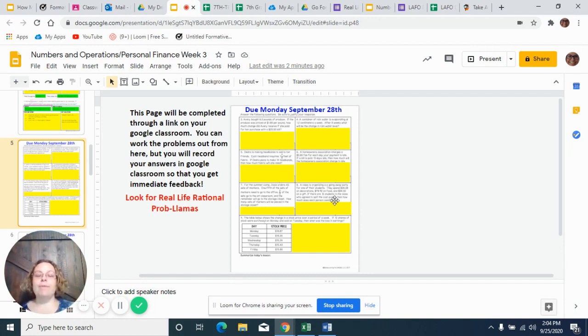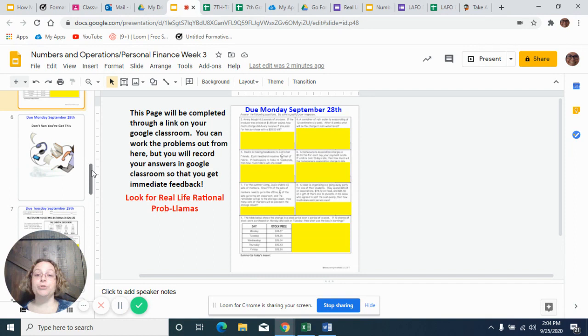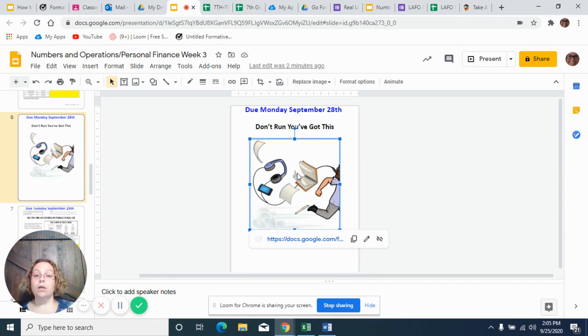So from now on, your classwork is going to be through Go Formative. It'll still be this worksheet. You'll see this worksheet that's in front of you right here. But you'll answer the questions in Go Formative, and then you'll get your results. That was the word I was looking for. So for this worksheet, you are looking for the one that says real life rational problems. Okay? So that's what you're looking for. Then after you do that, you will come back here and you will do your MOL.